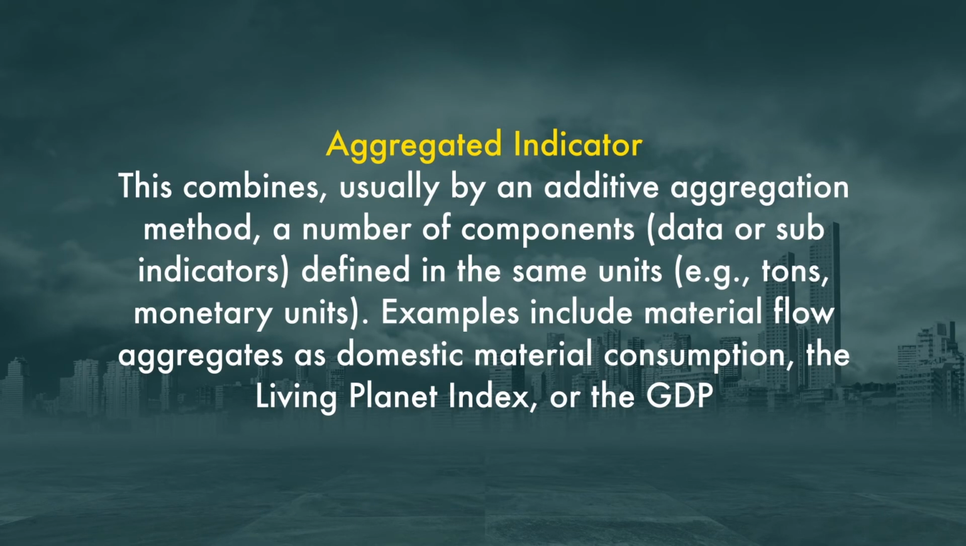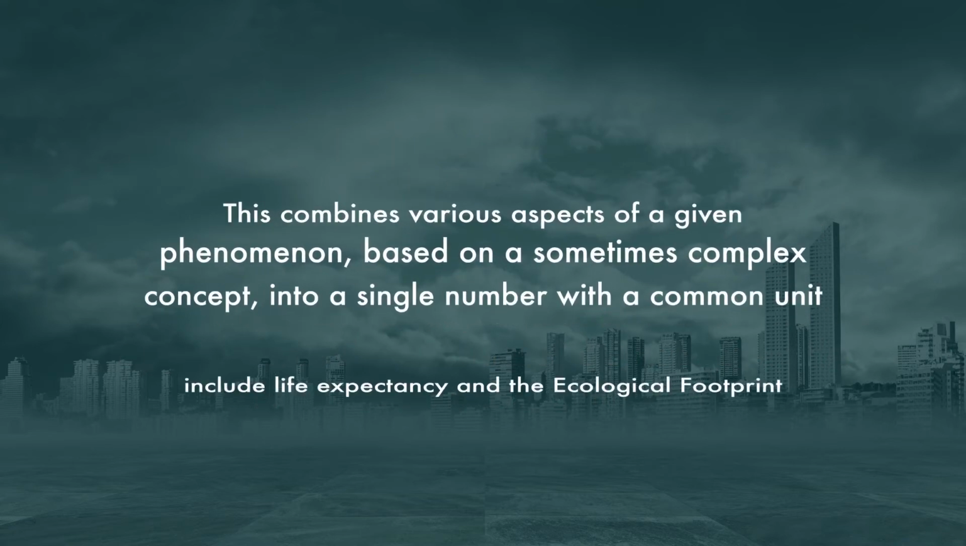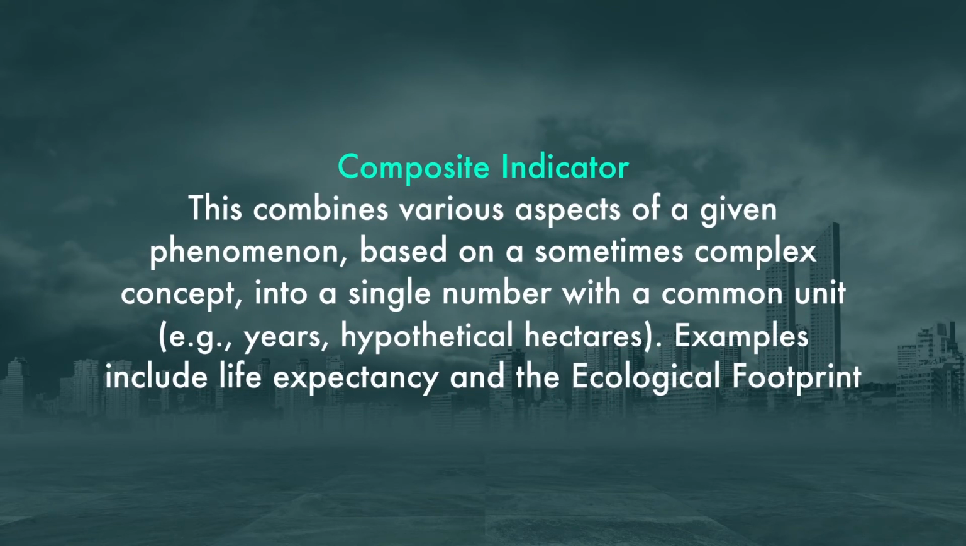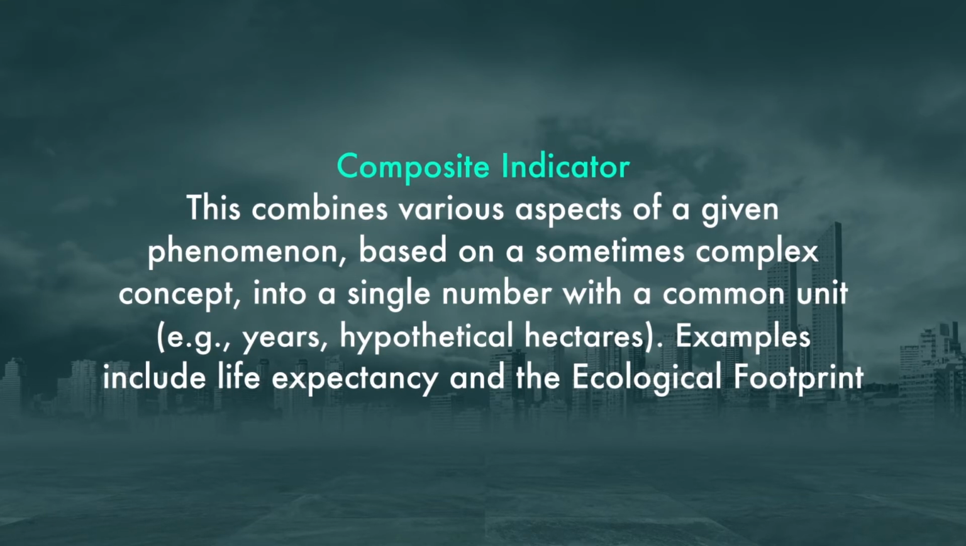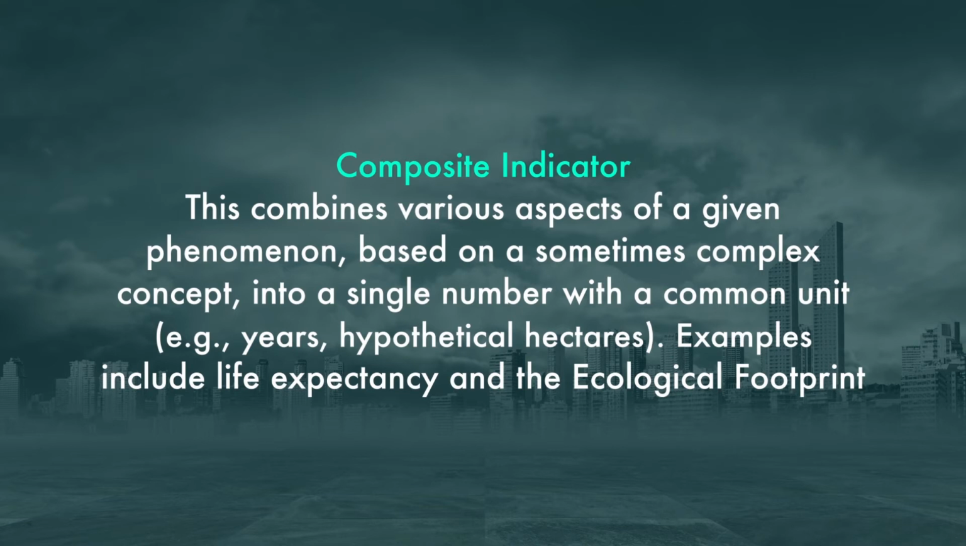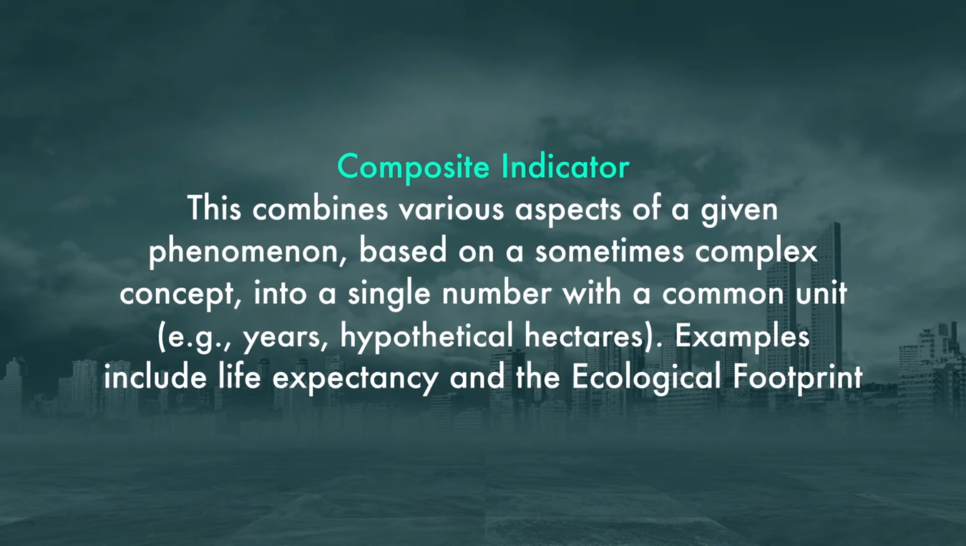Another type is composite indicator. This combines various aspects of a given phenomenon, based on a sometimes very complex concept, into a single number with a common unit, for example in years or hypothetical hectares. Indicators like life expectancy and ecological footprints are examples of composite indicator.